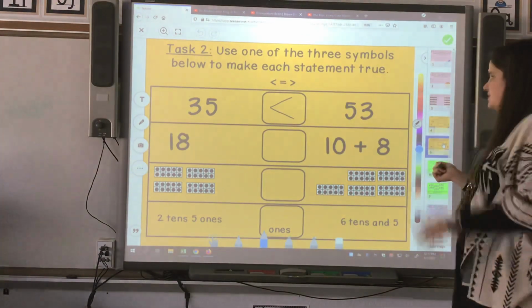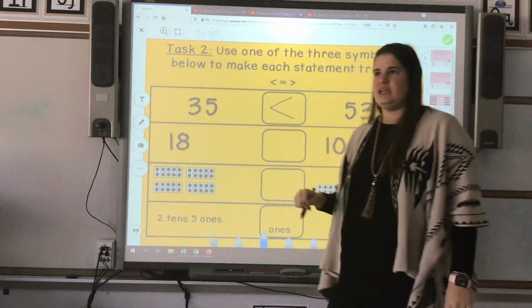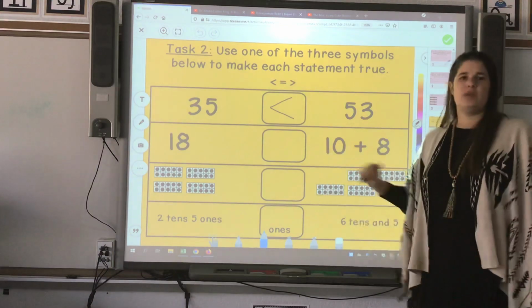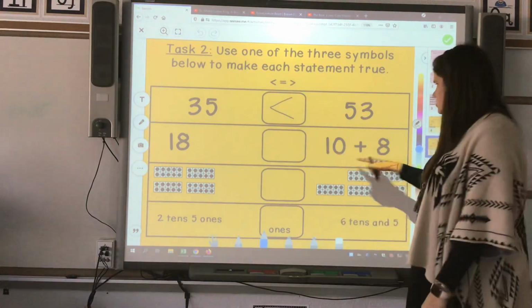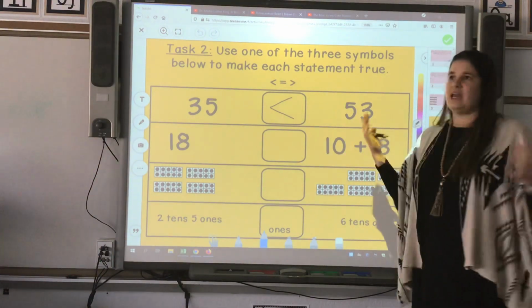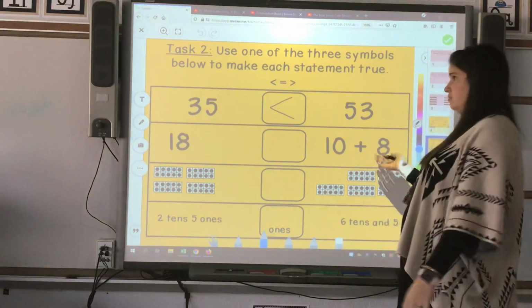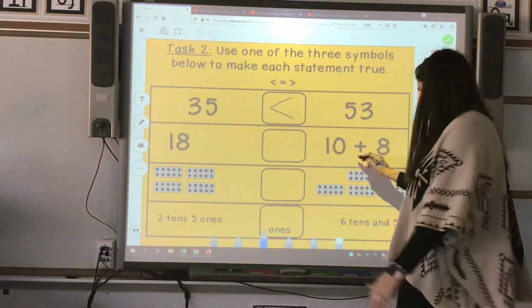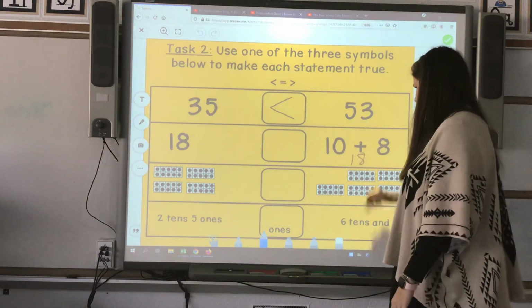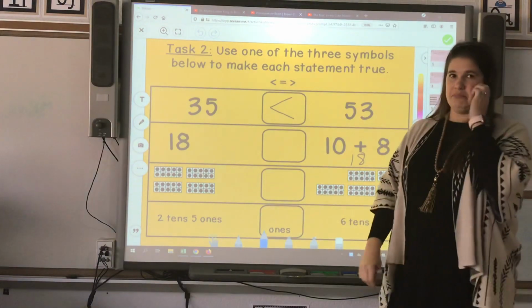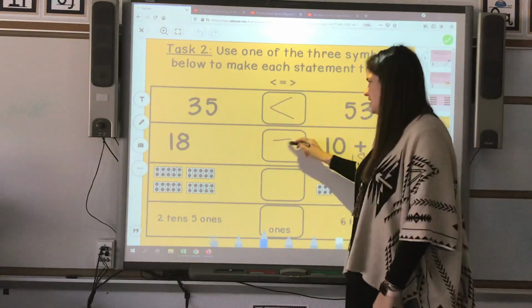Now, when you come to something like this, you see the number 18. Then over here you see 10 plus 8. Before you put something in the middle, we want you to solve for this and make it a digit or a number. So we know 10 plus 8. I know that 10 plus 8 is 18. So I see 18 blank 18. 18 equals 18.